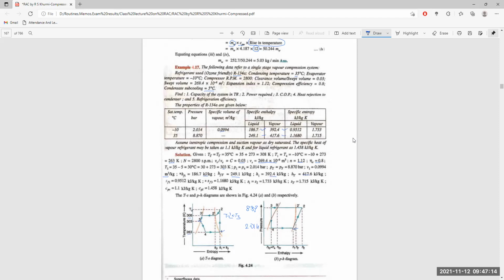And similarly, the entropy of the fluid at point 1, at the lower stage, in the liquid state, is given as 0.952. And the entropy at point 3, at high temperature itself, is 1.686, both in the liquid state.